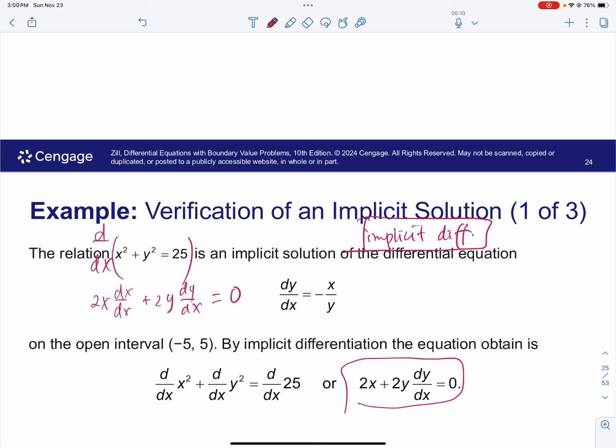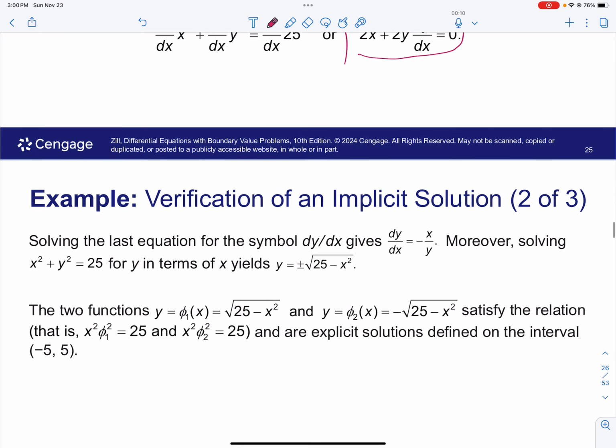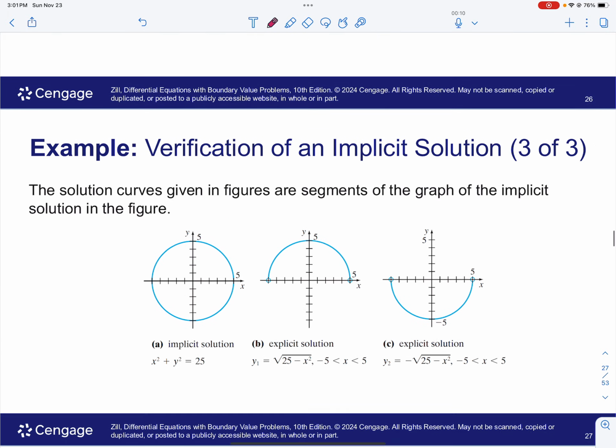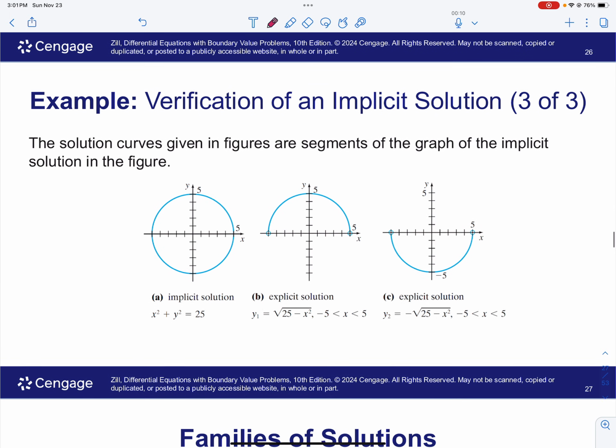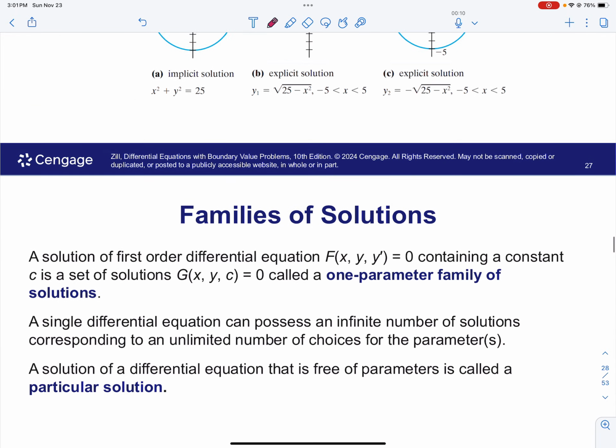Okay, and so there is another method, yeah? Because if it's pretty easy, when you have x squared plus y squared equal to 25, you can also solve for y. What could you do? Then use the method from example 1, substitute and verify. Okay, we can do that too. So this is how you verify the implicit solution.